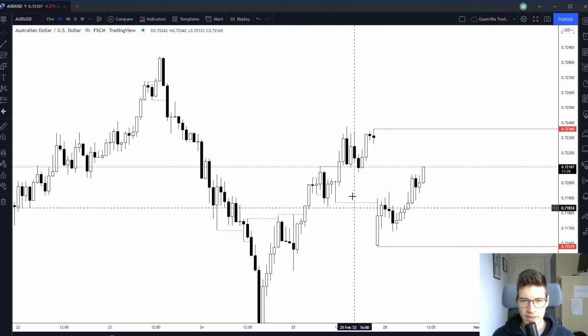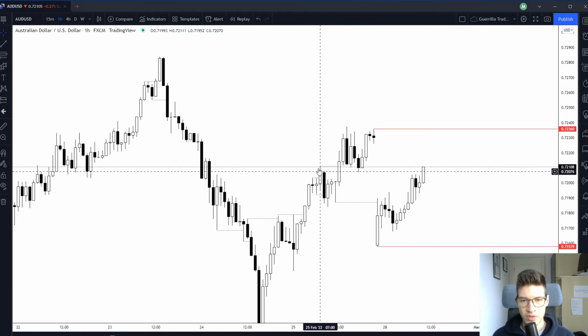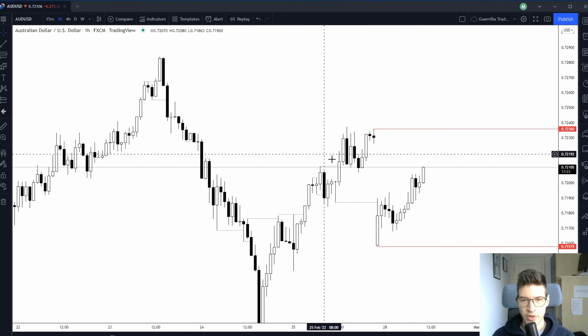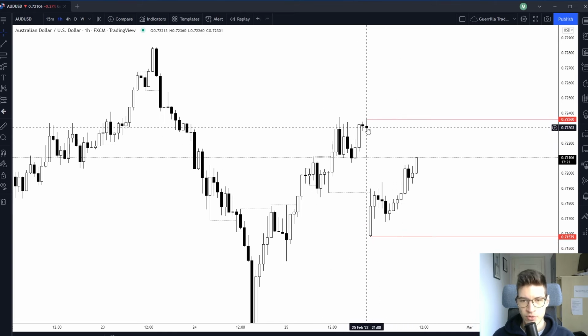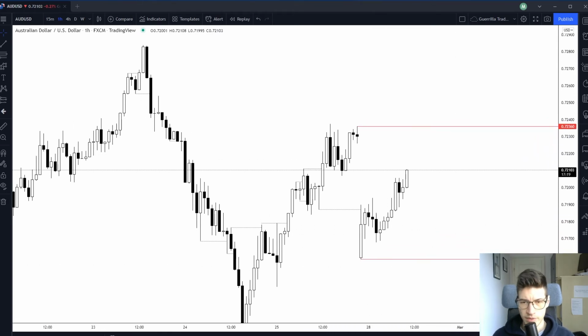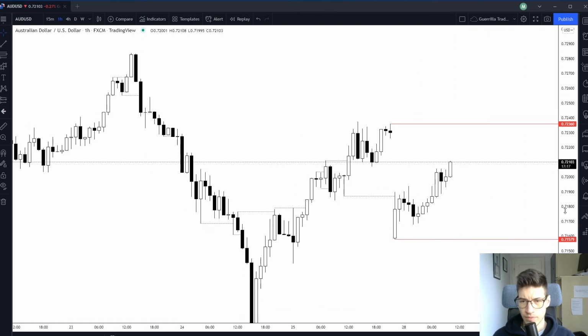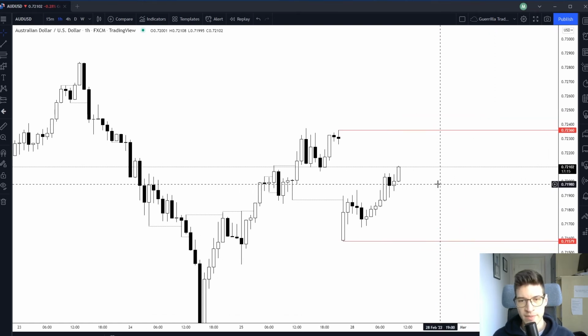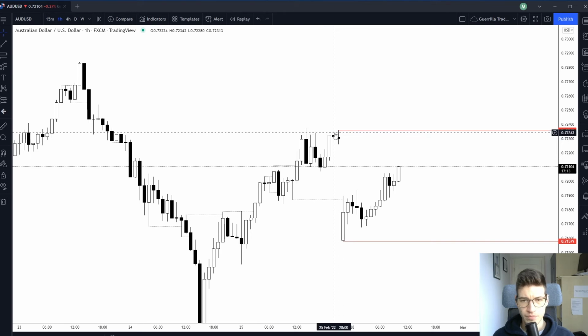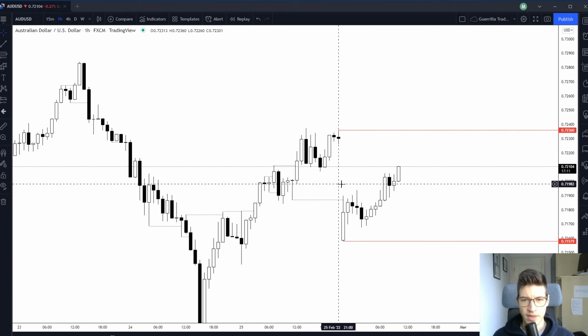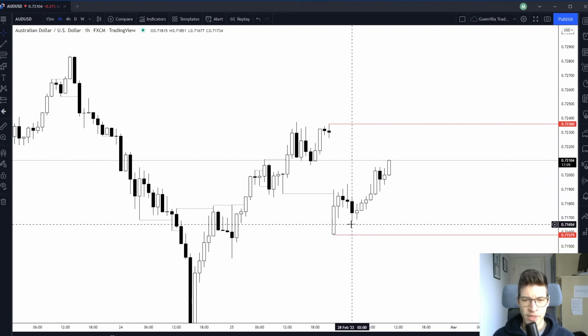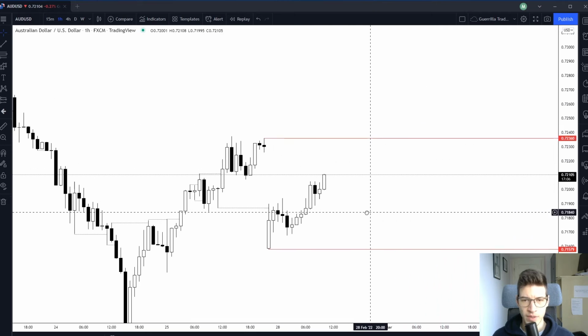So what happened then? Well, we formed an ascending structure. We broke the high, retraced, broke the high, retraced, broke the high, retraced, and then we had a huge gap after the open. So I would say the same story as on EU. After I see a gap like this, I'm not taking any trades. I'm waiting for the break of the low or the high.